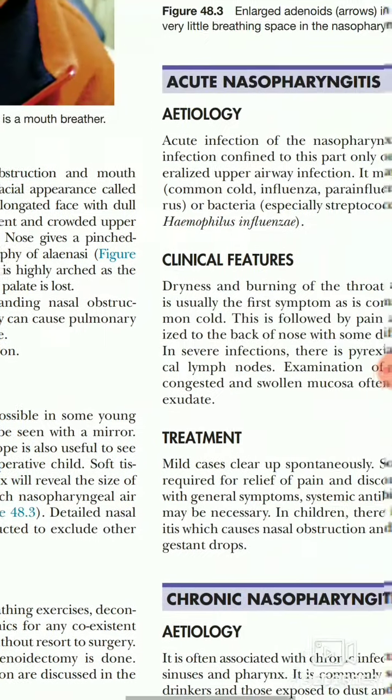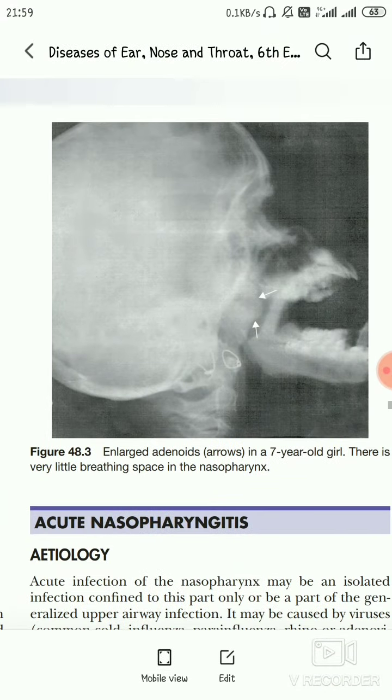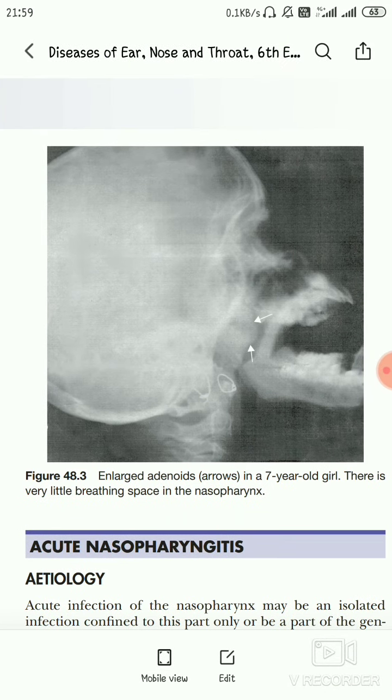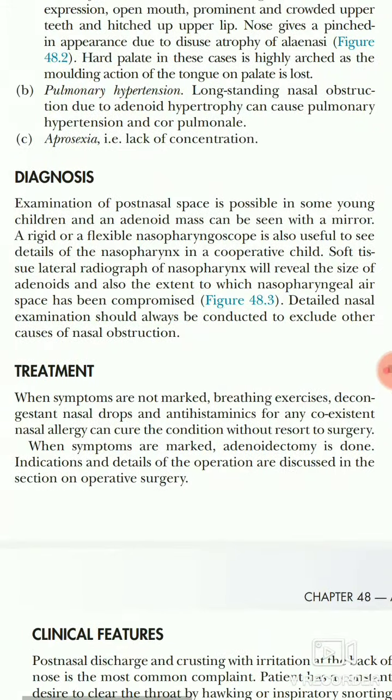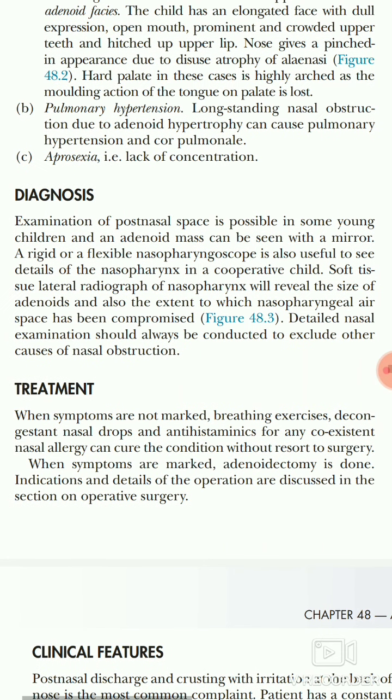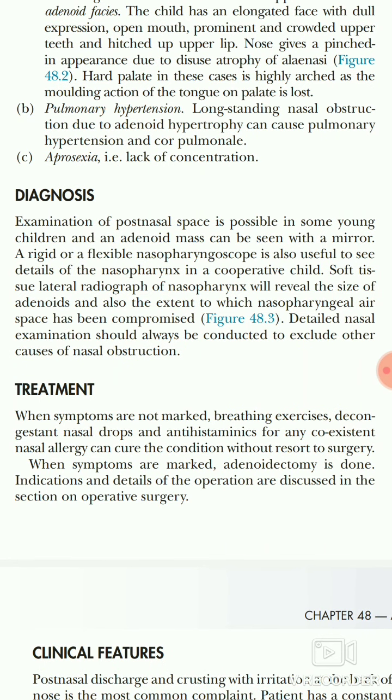Figure 48.3. Enlarged adenoids, arrows, in a 7-year-old girl. There is very little breathing space in the nasopharynx. Detailed nasal examination should always be conducted to exclude other causes of nasal obstruction.